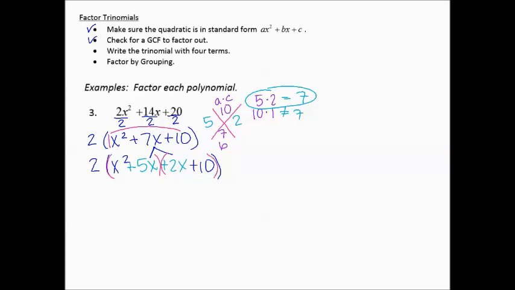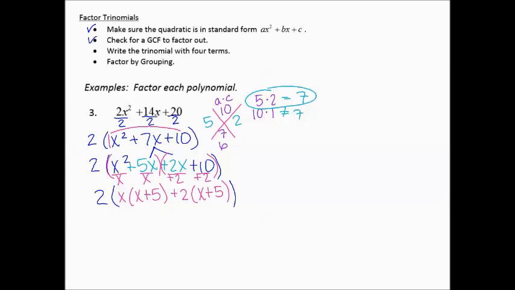My 2 stays with me. It just follows along. I'm going to divide these by x because that's the GCF. X plus 5 is what's left. And divide these by positive 2 because that's what's left here, plus 2, x plus 5. I'm going to close the parentheses. I'm going to close the parentheses for my 2 there.